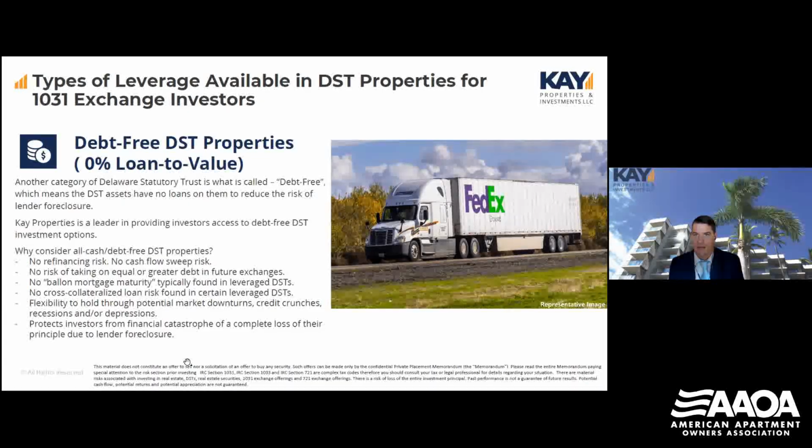If there's an extreme downturn, there would be no lender requirement to sell that property to save their loan on the property. And so, just a lot more flexibility in those kind of situations. And then lastly, protecting investors from financial catastrophe of a complete loss of their principal due to lender foreclosure. Obviously, if there's no lender, there's no possibility of a lender foreclosure.